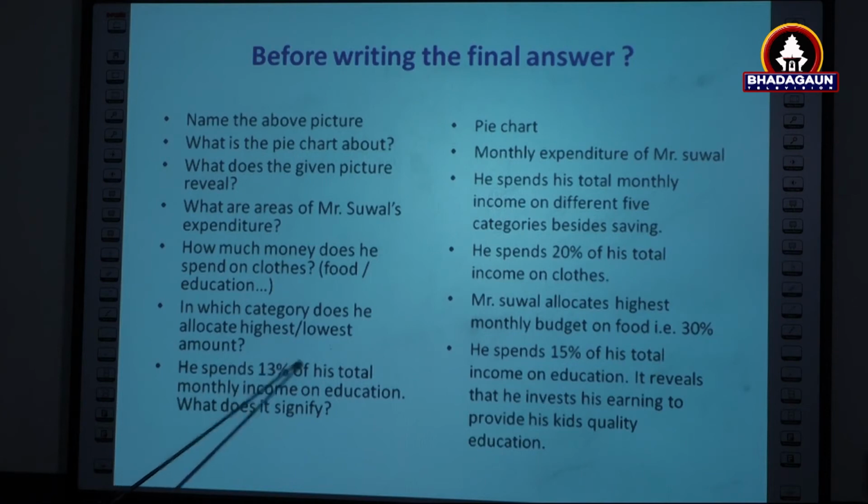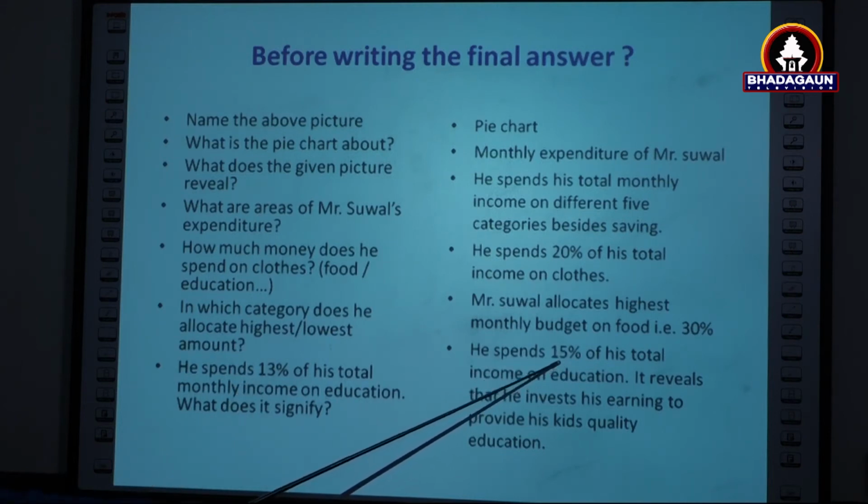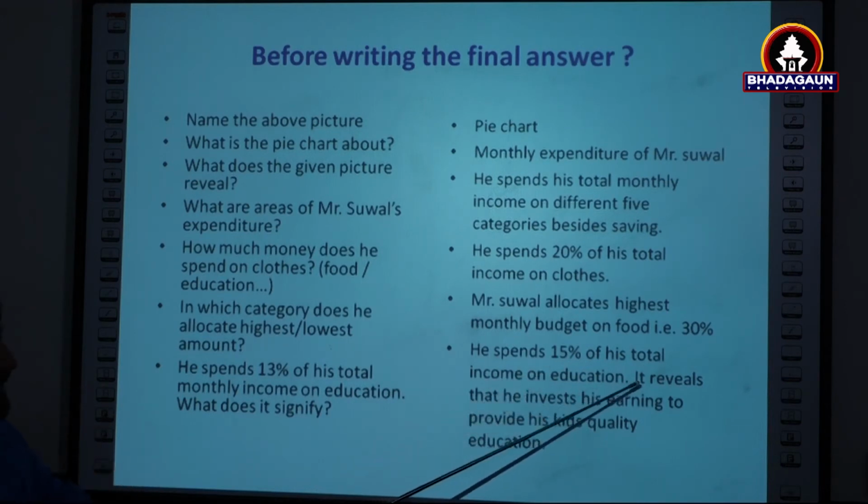He spends 13% of his total monthly income on education. What does it signify? So this can be the judgmental part. Sorry, here it is 30% but I wrote 15, okay. You make the correction yourself. He spends 13% of his total income on education. This is the fact on the basis of the picture. You can guess, it reveals that he invests his earning to provide his kids quality education. This is the judgmental analysis you make based on this fact.